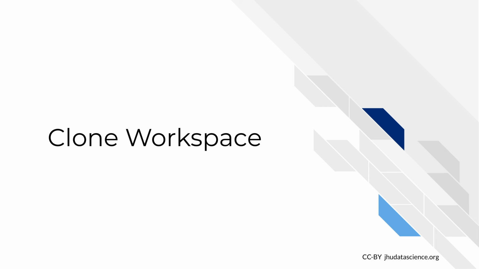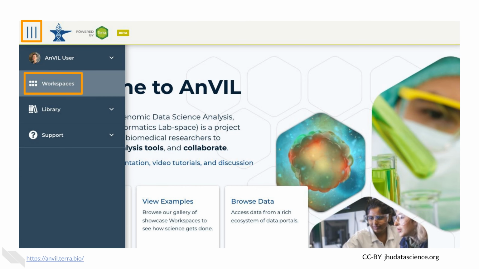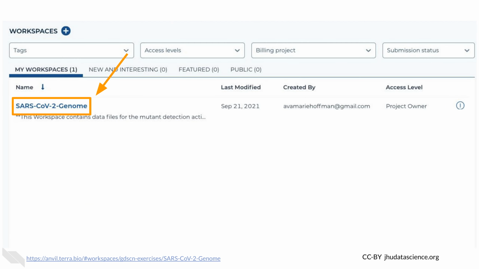Next we'll go over how to clone a workspace. This creates a copy of the important materials so that you can experiment in your own space without worrying about changing the original data. Click on the hamburger menu on the top left. Then click Workspaces. Look for a workspace called SARS-CoV-2 Genome. It should appear under My Workspaces, since it has already been shared with you. You can also go directly to the URL on the bottom of this slide.